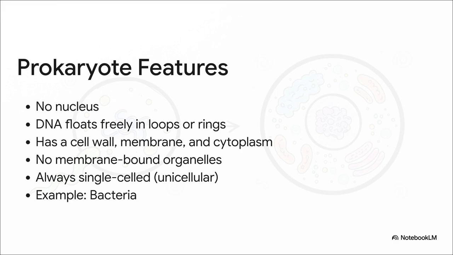And this list really lays out that simplicity perfectly. With no nucleus, its DNA just kind of floats around freely inside, usually in a simple loop. It has the absolute basics, right? Cytoplasm, a cell membrane, a cell wall. But notice what's missing. There are no smaller membrane-bound compartments, or organelles, to handle all the different jobs. This means they are always single-celled organisms. And the classic example, of course, is bacteria.